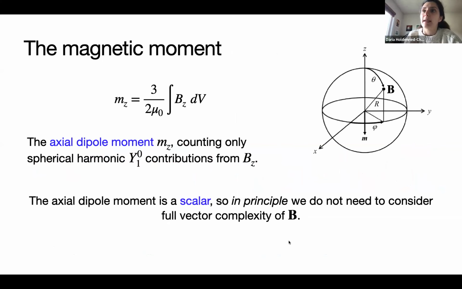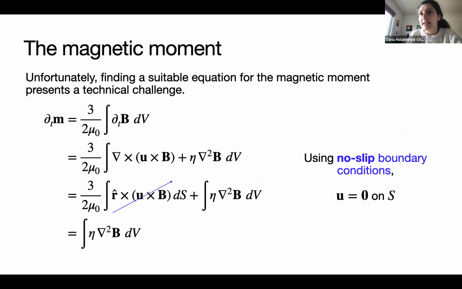through the induction equation. However, there is an interesting but quite unsettling fact, which is that if you try to take the time derivative of the magnetic moment and substitute the time derivative of the magnetic field with the induction equation, the term that depends on the velocity actually goes away. It vanishes because of the no-slip boundary conditions at the core mantle boundary. So in fact, you find that if you're looking at the time derivative of the magnetic moment, it depends only on the magnetic field diffusion. So this is quite strange.